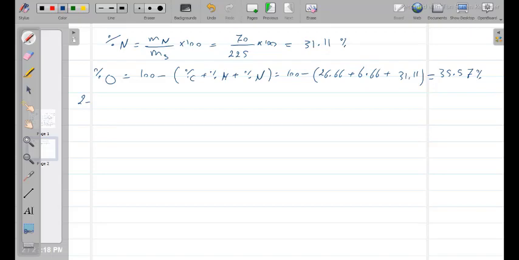Part 2, we should determine the molecular formula of S, knowing that its molar mass is 45 gram per mole. We apply the law of proportion by mass. Percent carbon over 12x equal percent hydrogen over y equal percent oxygen over 16Z equal percent nitrogen over 14T equal 100 over molar mass of S.